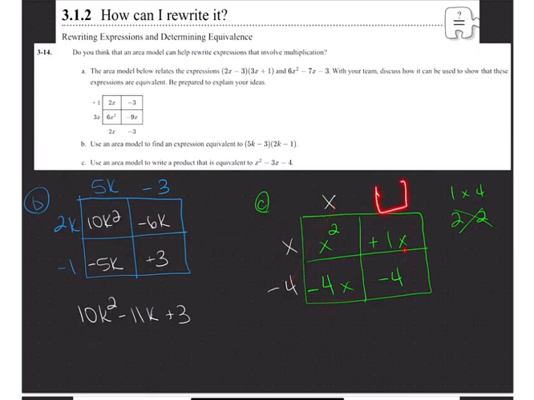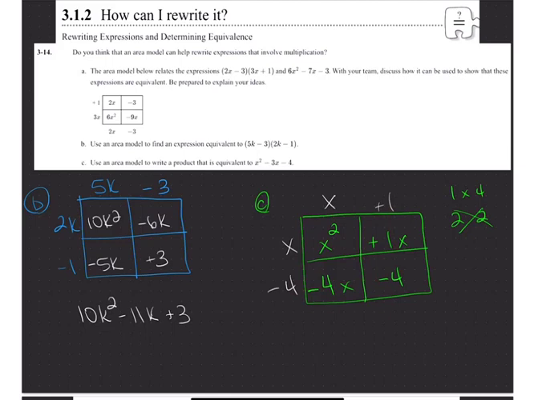Up here, we have x times what is going to get me to 1x? Well, just a 1, right? A positive 1. And then now you can actually go through and check this to make sure. X times x is x squared. X times 1 is 1x. X times -4 is -4x. 1 times -4 is -4.